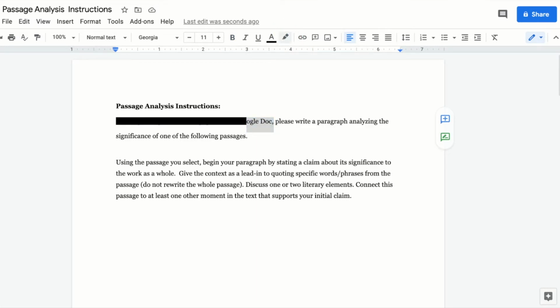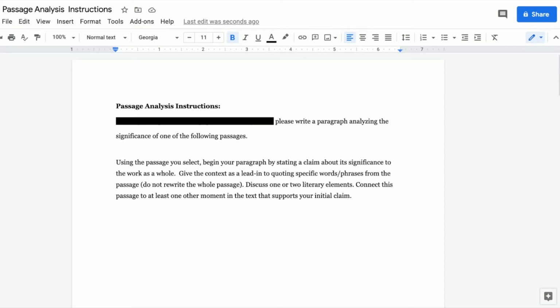So for the purpose of this video, I am going to keep it black just so it makes it less distracting as I'm going through these steps. So then the rest of this section reads, please write a paragraph analyzing the significance of one of the following passages. Now that is pretty important. That tells me exactly what is being asked of me for this assignment. So I'm going to leave that as is.